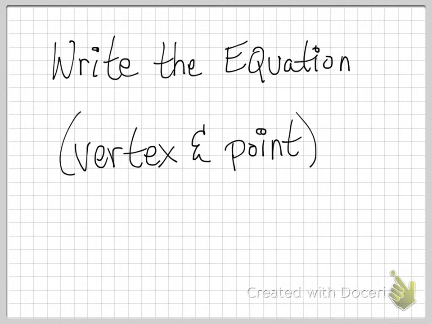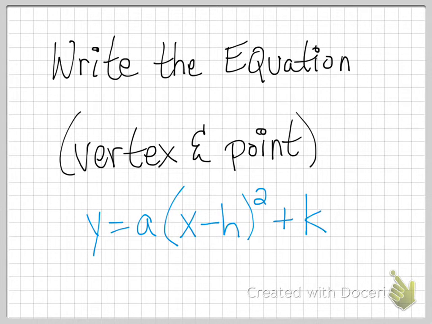So first thing you need to remember is that our vertex form of the equation is y equals a times (x minus h) quantity squared, plus k. Okay, because we're going to plug in the x, y and the h, k, and we're going to find a. That's what we're going to have to find.